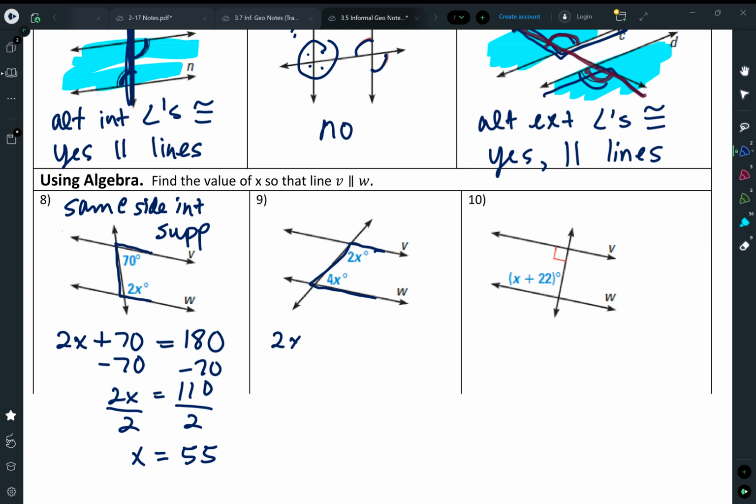So 2x plus 4x is equal to 180. This time we have x's on the same side, so we're going to combine our like terms and get 6x. And then divide both sides by 6. And so x is equal to 30.